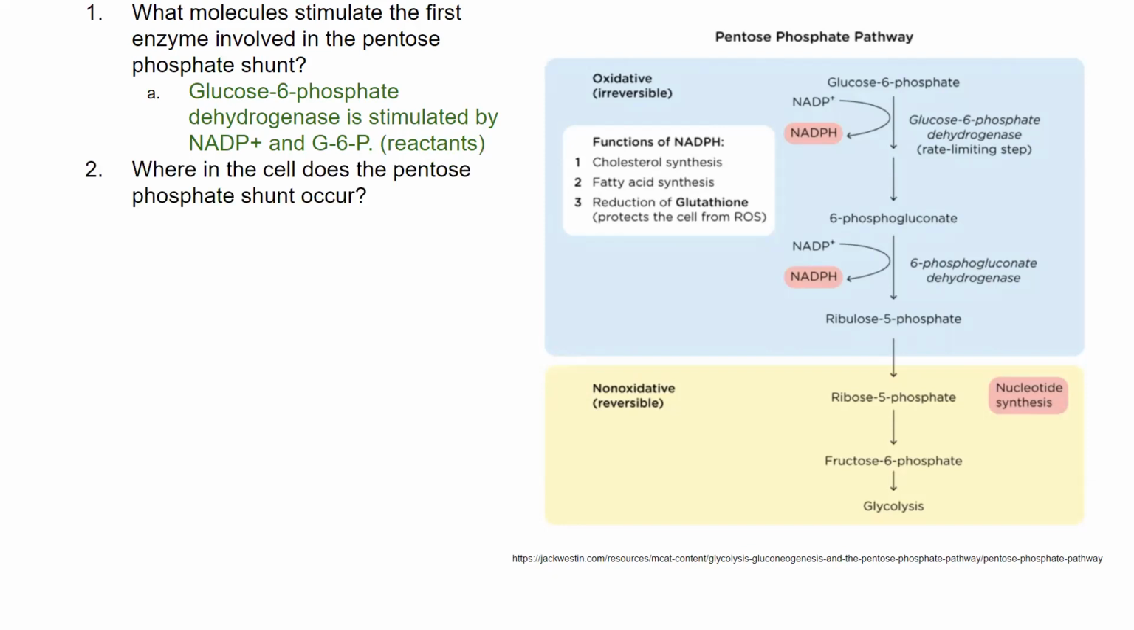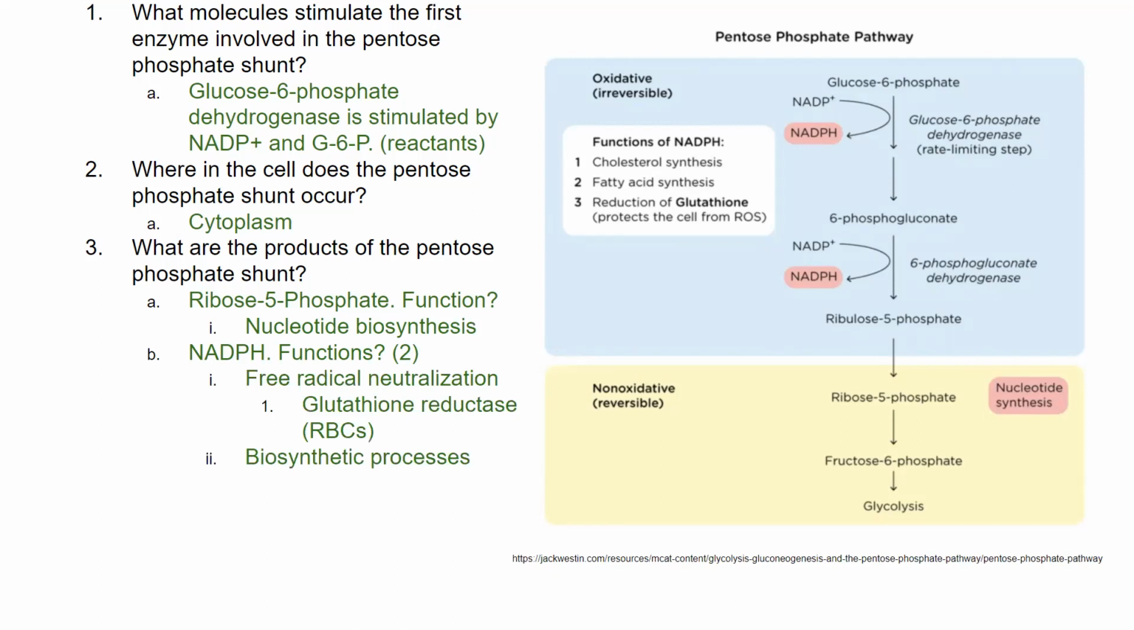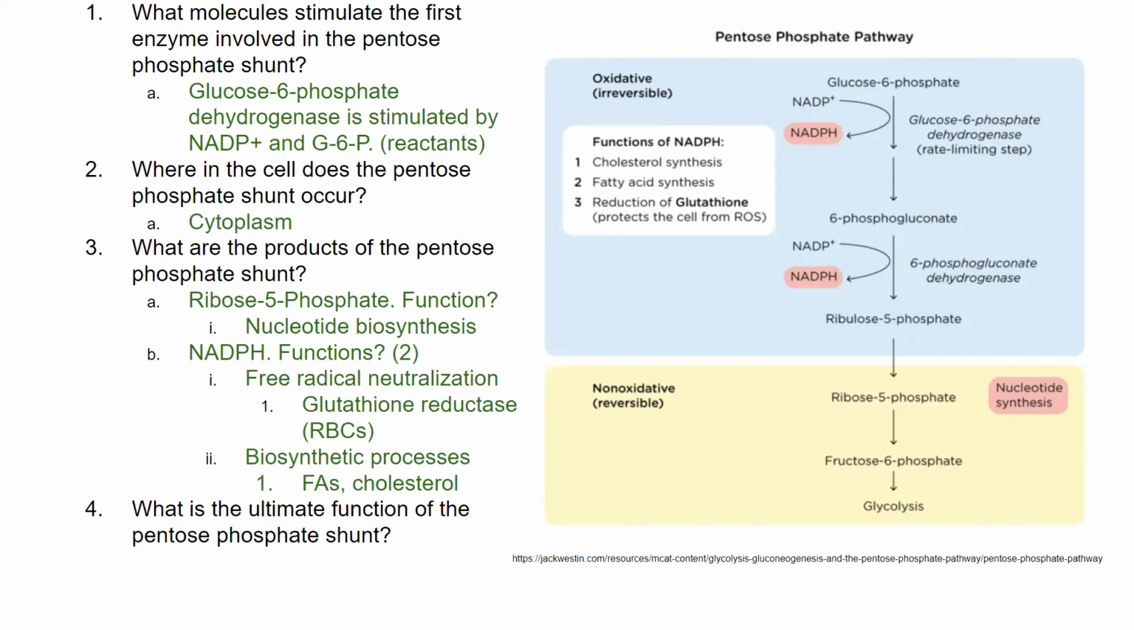Where does it occur? The cytoplasm. Good job. And then what are the products? I asked you this a couple seconds ago. Perfect. Oh, what's ribose 5-phosphate used for? Yes. And then what about NADPH? Perfect. You guys are good at this. You could take the quiz now.